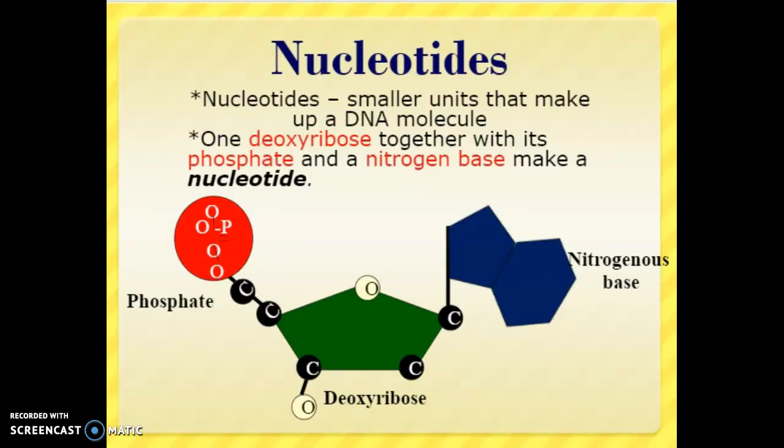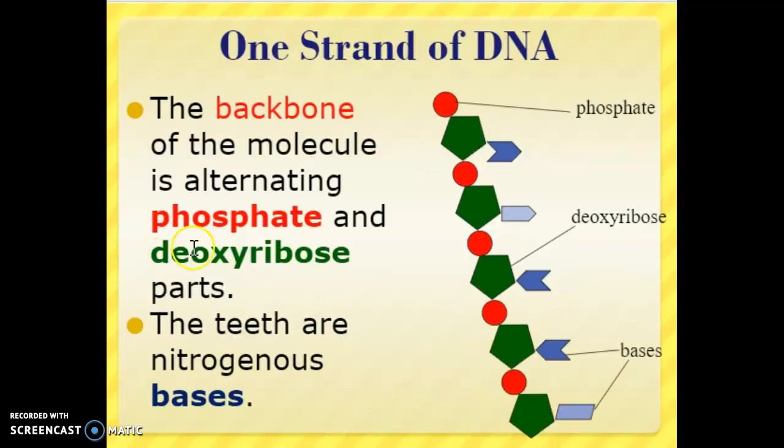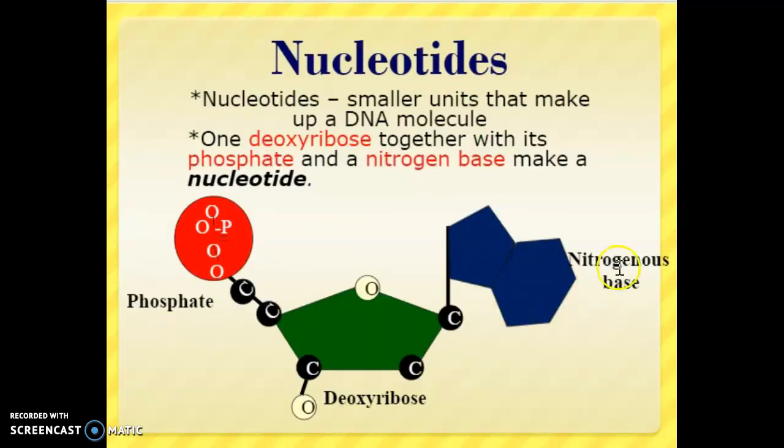Now, I just said that DNA is a polymer because it's made up of many smaller things. Those smaller things are known as nucleotides. So a nucleotide is a smaller unit that makes up the larger DNA molecule. One nucleotide is going to be this phosphate and deoxyribose, and then one nitrogen base. So here is one nucleotide. So along the DNA chain, many nucleotides form together to make up one strand, and then it connects with the second strand.